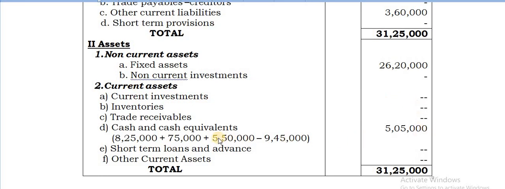Non current assets, there are none. Cash and cash equivalents only. The cash and cash equivalents balance given is 8,25,000. To that add 75,000 rupees. What is this 75,000? This is the premium, the unpaid amount being collected. Okay, that's 75,000 you can take. Along with that, add 5,50,000. This is the fresh issue of shares made along with the premium. It is to be added.